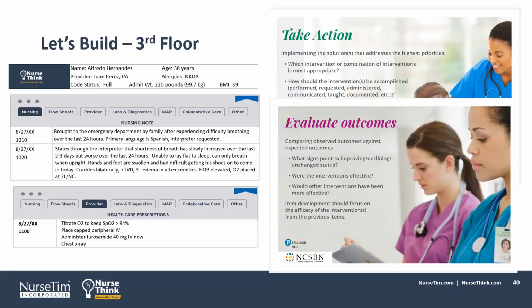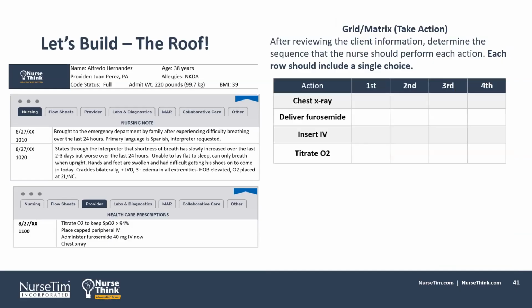So let's add another piece to our EHR, but this time I've got 4 doctor's orders, doctor's prescriptions, including O2 and placing an IV, giving some diuretic and a chest x-ray. So this time I'm choosing to use a grid matrix question. And again, we identify those because it has a table format. Take action is what I'm measuring of the clinical judgment measurement model.